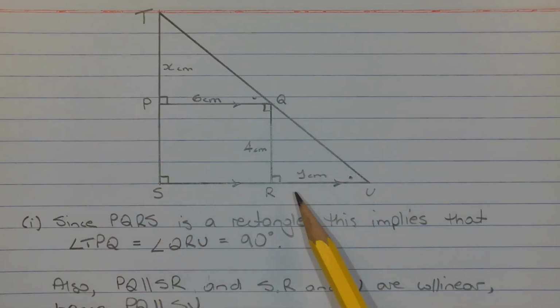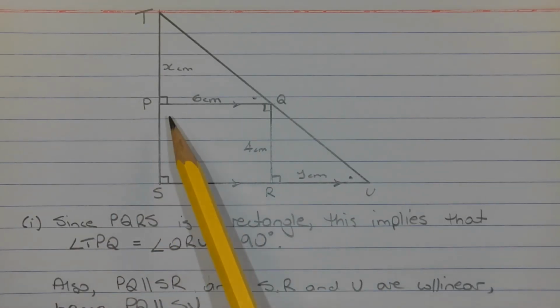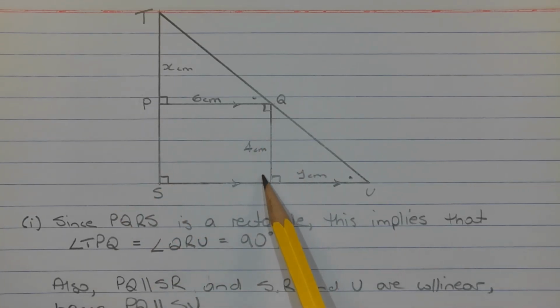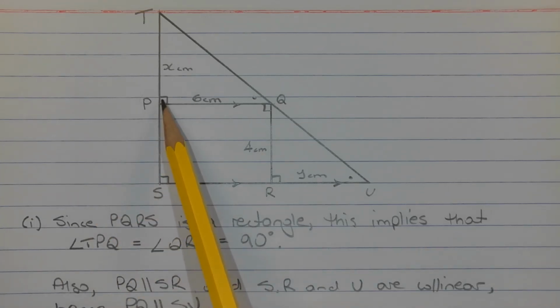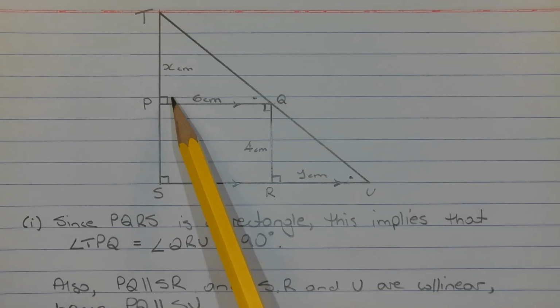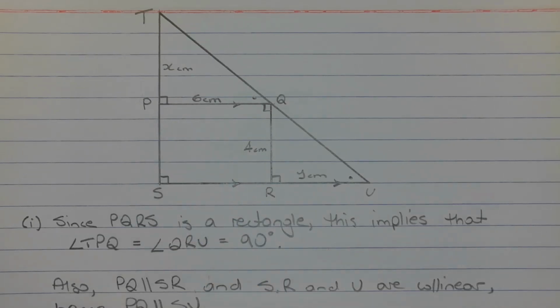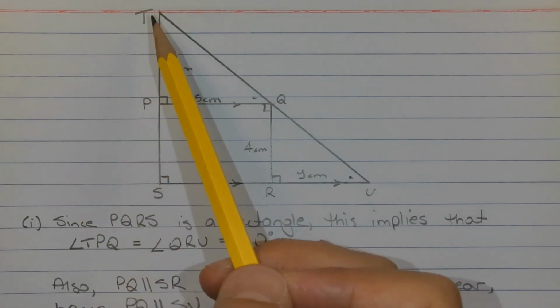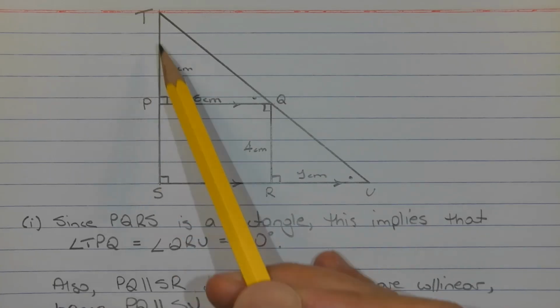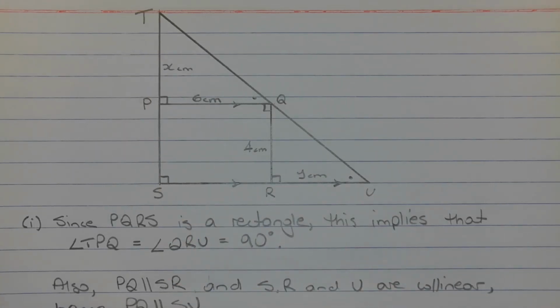Since PQRS is a rectangle, this means all angles inside the rectangle are 90 degrees. So this is 90 degrees here, here, here, and here. This implies that angle TPQ is 90 degrees, since this angle plus this angle must equal 180 degrees, since they lie on a straight line. This is the line TPS. So angle TPQ is 90 degrees and angle QRU is also 90 degrees.